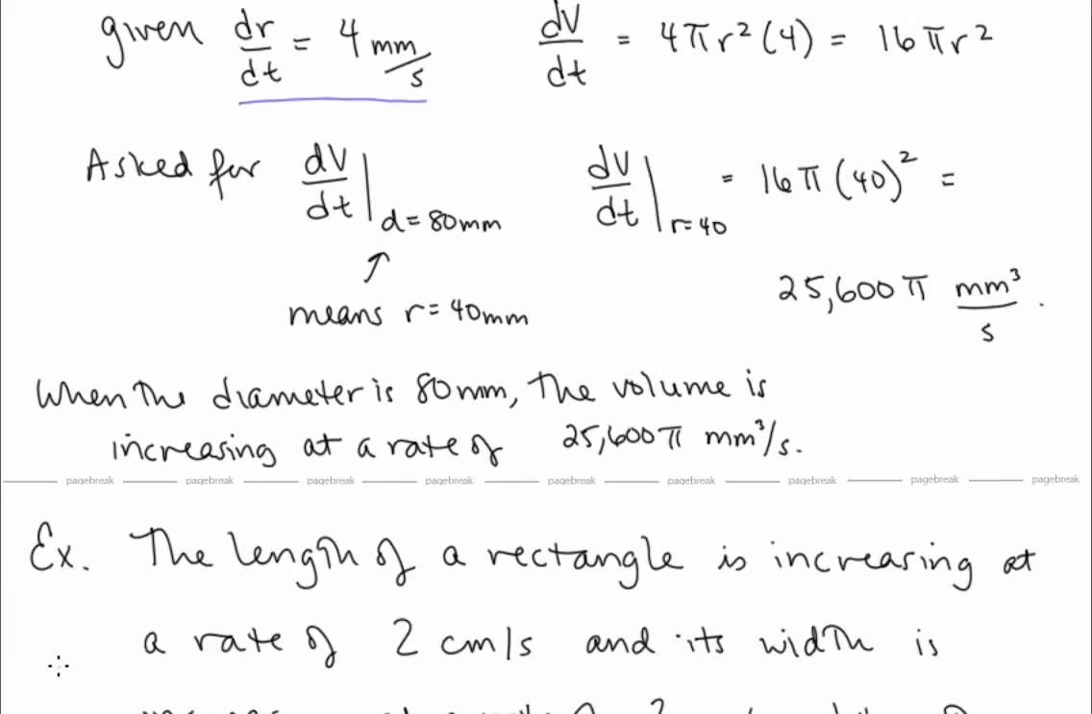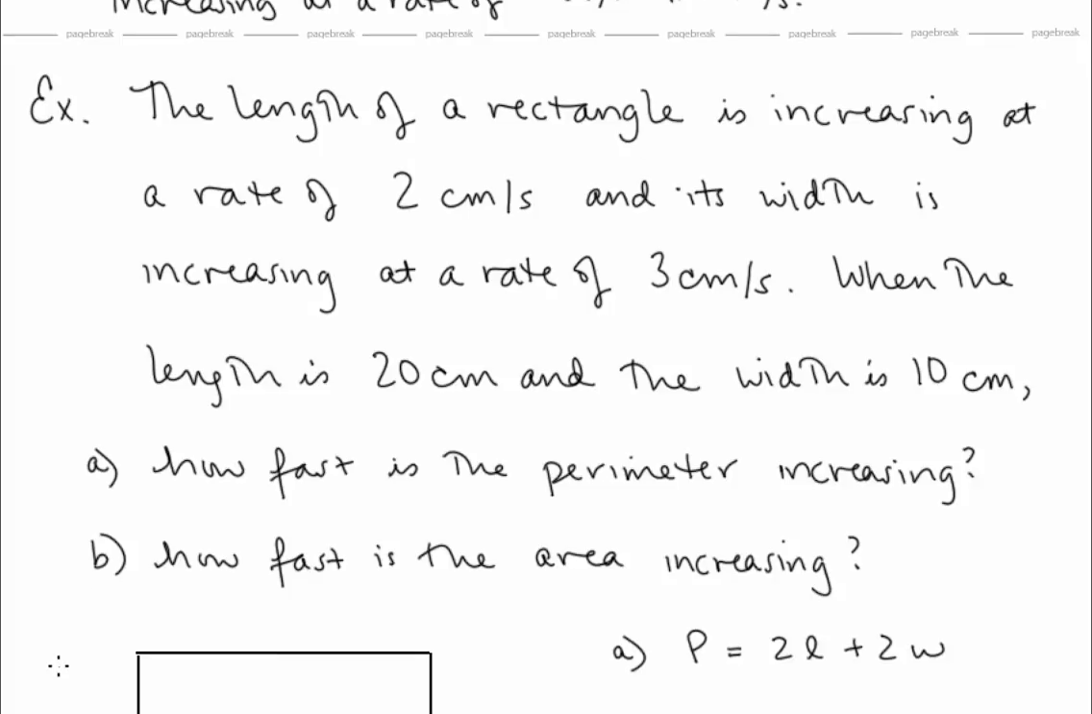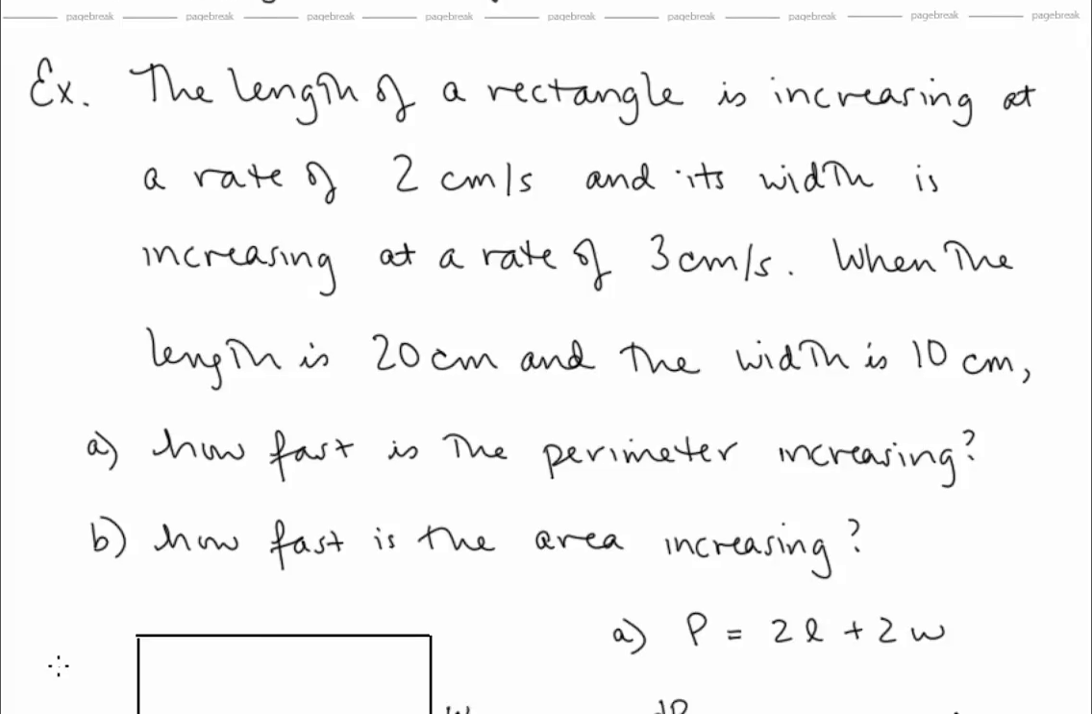Let's take a look at another. The length of a rectangle is increasing at a rate of 2 centimeters per second, and its width is increasing at a rate of 3 centimeters per second. When the length is 20 centimeters and the width is 10 centimeters, how fast is the perimeter increasing and how fast is the area increasing?